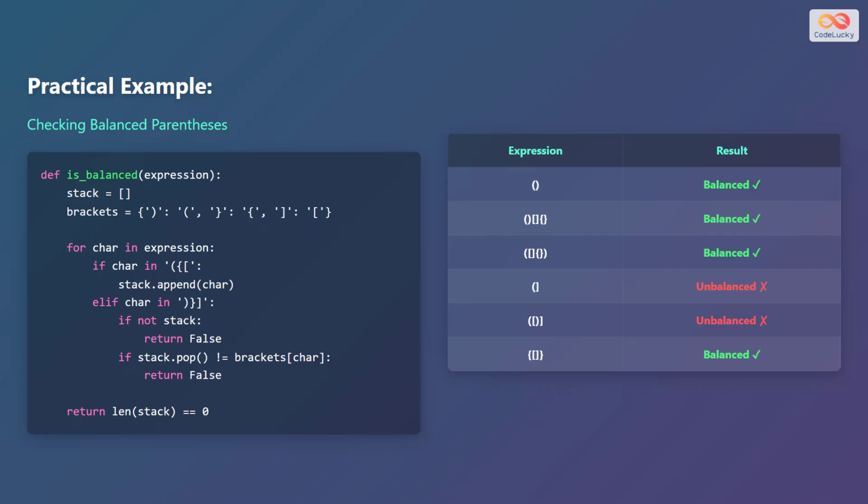Otherwise, we pop an element from the stack and check if it matches the corresponding opening bracket for the current closing bracket. If they don't match, the expression is unbalanced and we return false. After processing all characters, if the stack is empty, it means all brackets were properly closed and balanced, so we return true. Otherwise, there are unmatched opening brackets and we return false.